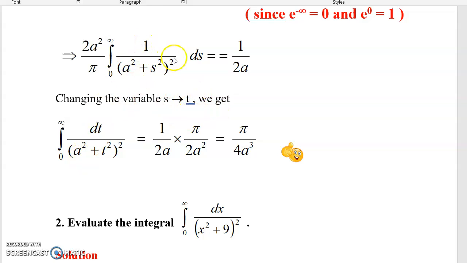So here you have dt by a square plus t square the whole square is equal to 1 by 2a, and take this 2a square by pi to the other side. So it becomes pi by 2a square. So the final value is pi by 4a cube. So this is how we have to evaluate an integral using Parseval's identity.